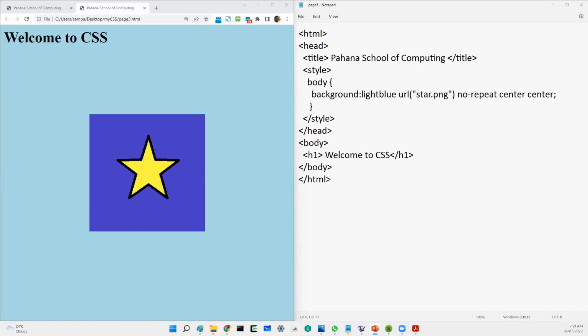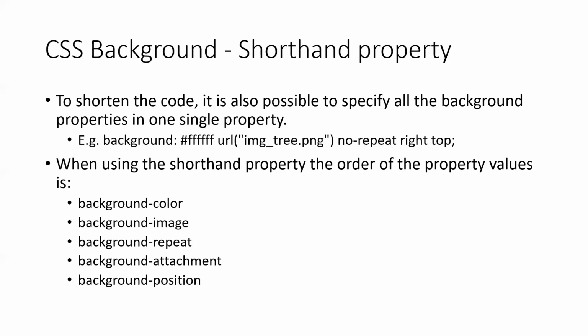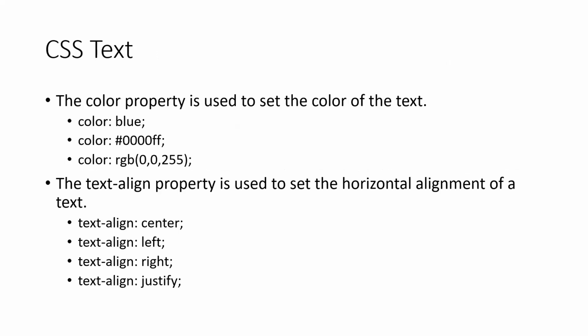So let's look at the note. Now this is what we have discussed, the shorthand property. And I told you, instead of writing multiple properties, you can put everything under a single property, background. Right. Now let's move on to the text styles, CSS text.